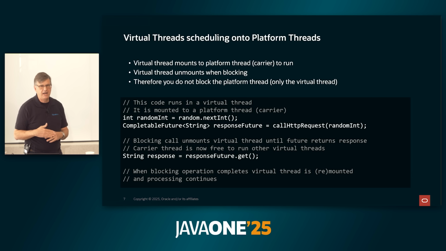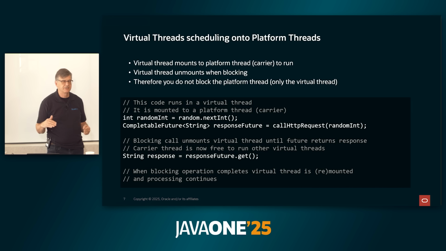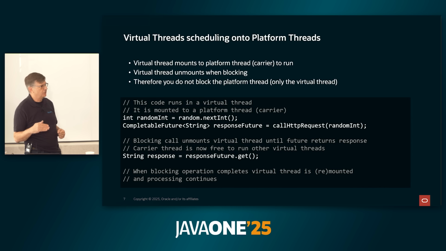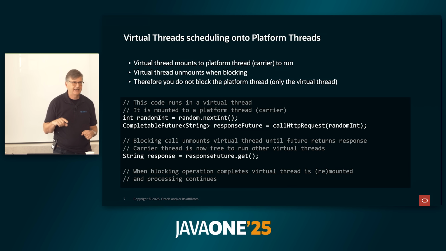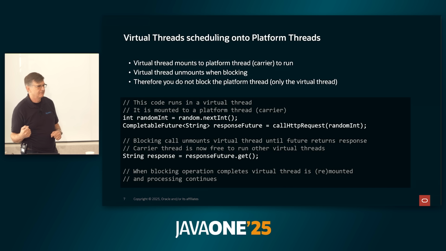The virtual thread is then unmounted from the carrier thread because of that blocking operation. And that platform thread is now available for other virtual threads to be scheduled onto. So you're not blocking the platform thread, you're blocking the virtual thread. At some point in the future, that completable future completes, and that blocked virtual thread is unblocked, at which point it will be scheduled onto a platform thread.